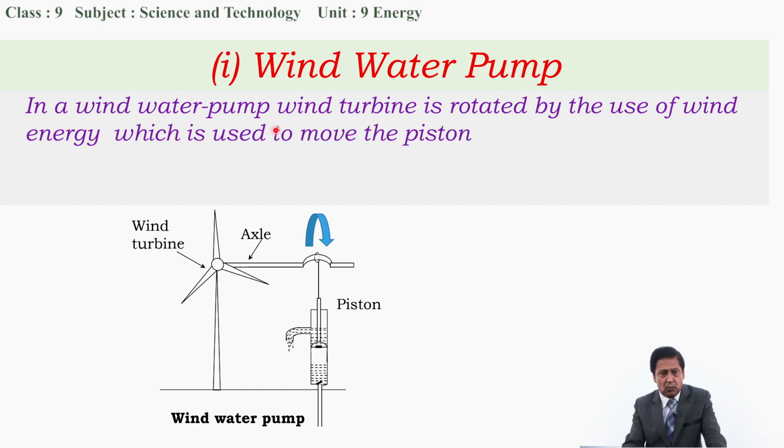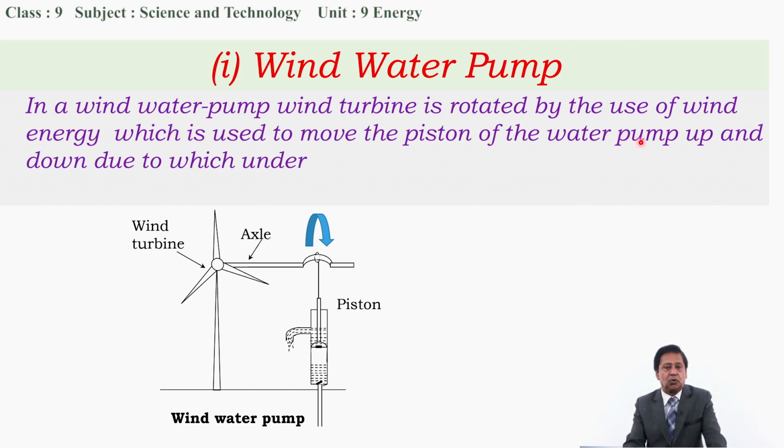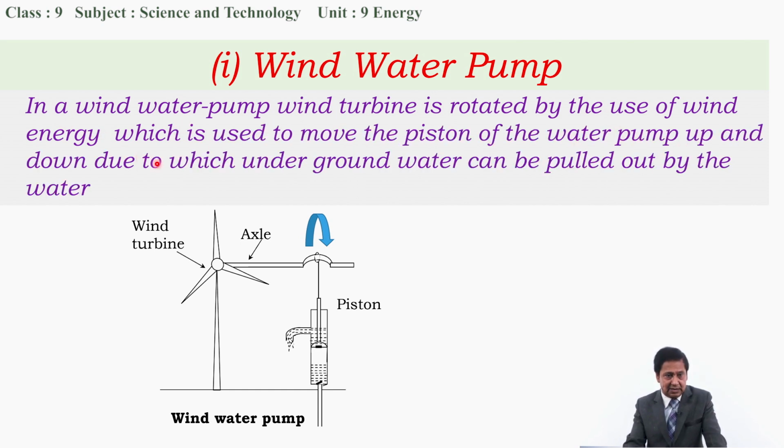In a wind water pump, a wind turbine is rotated by the use of wind energy, which is used to move the piston of the water pump up and down, due to which underground water can be pulled out by the water pump. This is about the wind water pump.